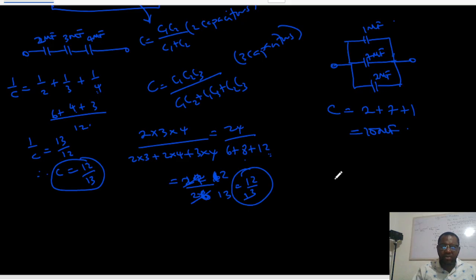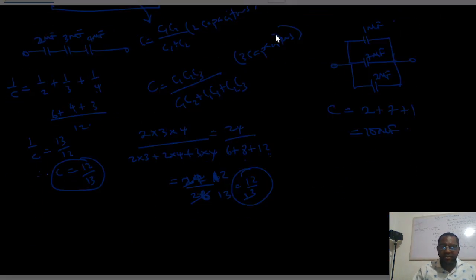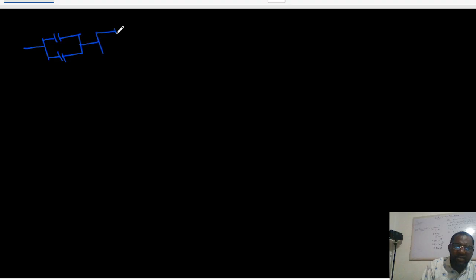Okay. Now we could also have cases like this. Let's say I have something like this, and I'm asked to find the equivalent capacitance. Let's say this is 2 microfarad, this is 3 microfarad, this is 6 microfarad, and this is 4 microfarad, and we are asked to find the total capacitance.